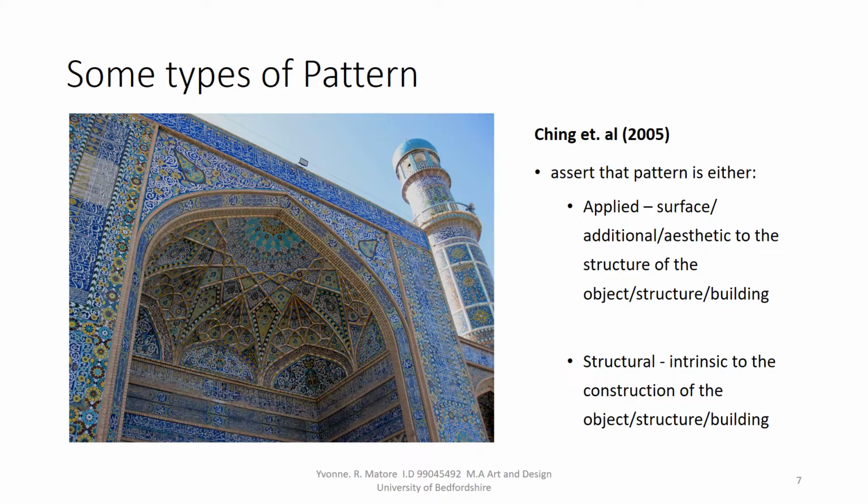Some types of pattern. Now, the particular patterns that I was really interested in are described by Ching et al. in 2005, and they assert that there are two types of pattern. One is applied pattern, which is surface or aesthetic pattern, and the other is structural pattern, which is intrinsic to the construction of an object or a building. Now, my favorite of these two and the one that I'm pursuing in my inquiry is the structural pattern, which is intrinsic to the construction of the object or the building.